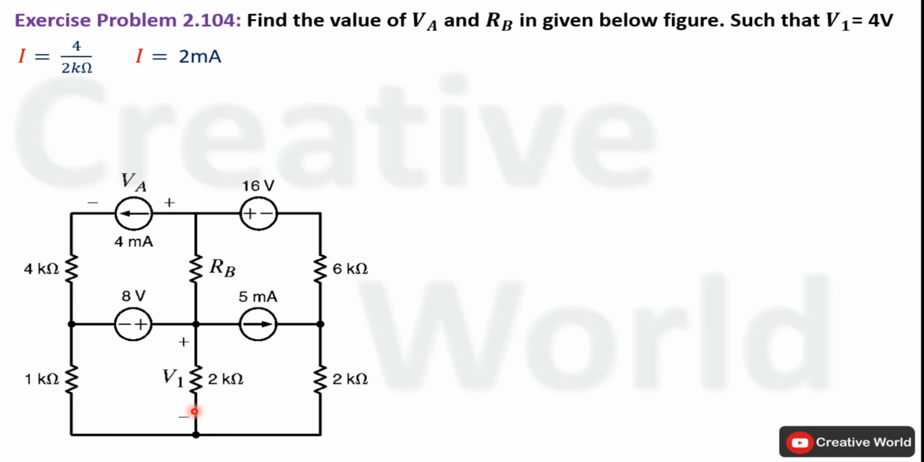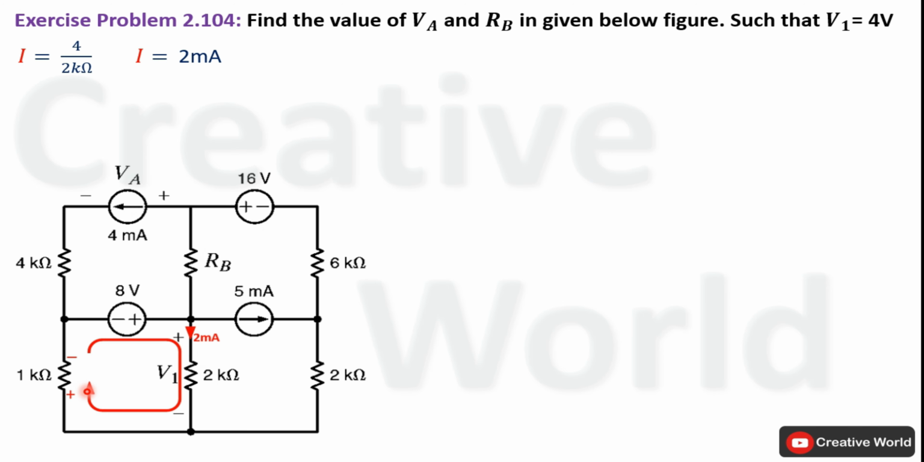Now we will apply Kirchhoff's voltage law inside this closed loop to calculate voltage across this 1 kilo ohm resistance because voltage across other two elements in this closed loop is known. For that purpose, we are assuming the direction of current in clockwise direction, and according to this assumed direction of current, voltage polarity notation across this 1 kilo ohm resistance is marked. Write KVL equation for this closed loop.